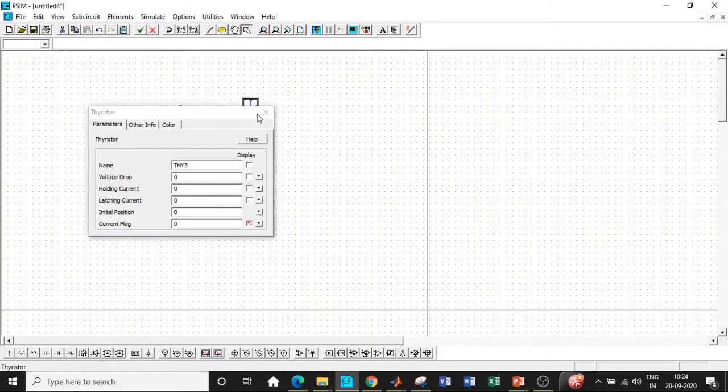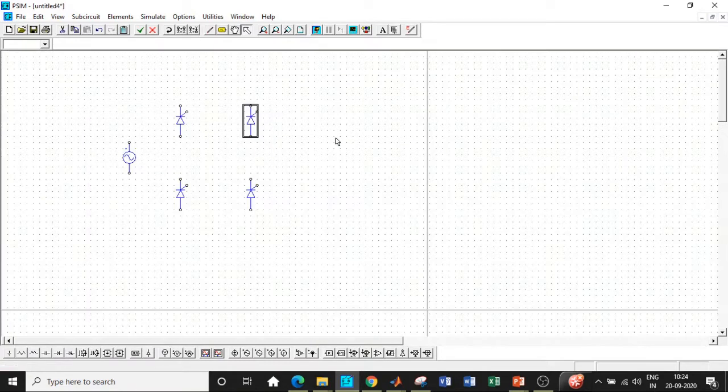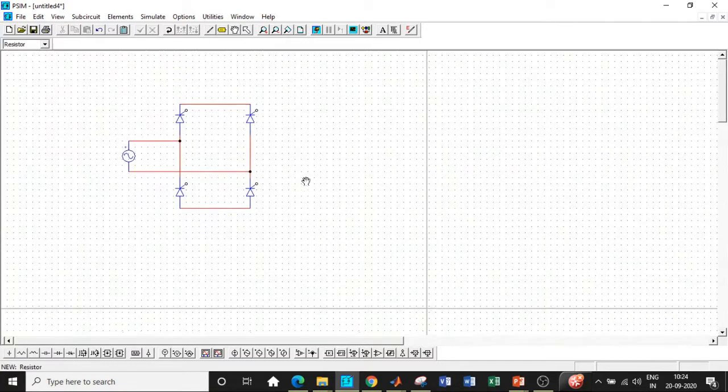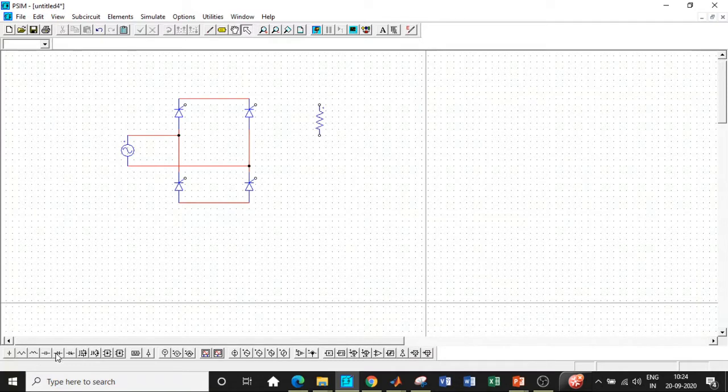Once that is done, let us align them in the same line with respect to the grid. Now we'll be connecting it in the form of a bridge so that it completes our circuit diagram with respect to the input side. So the AC source is to be connected between these two points. Once this is done, we need to connect a resistor and an inductor. So paste the resistor over here, and we also need an inductor, so connect it in the same line. Now we'll be connecting the resistor and the inductor between the two points over here.